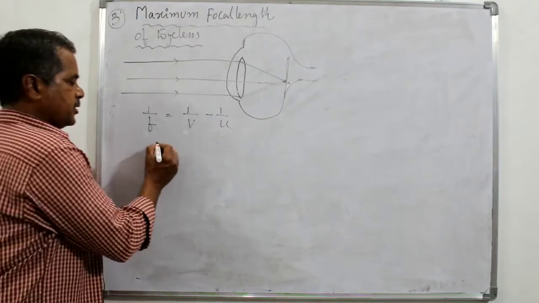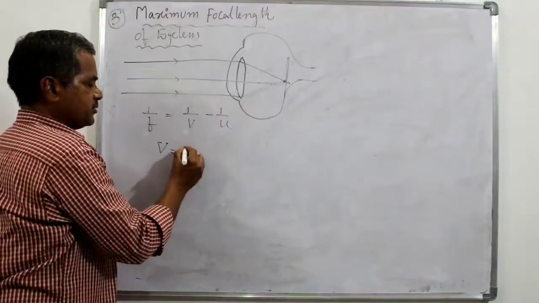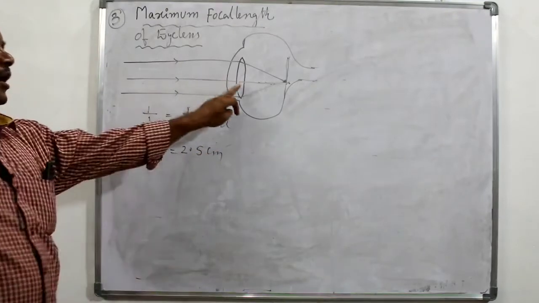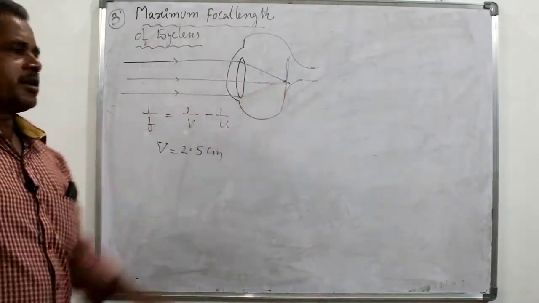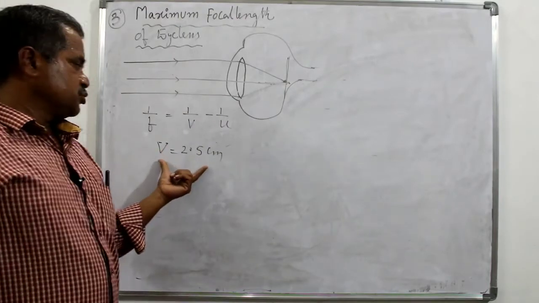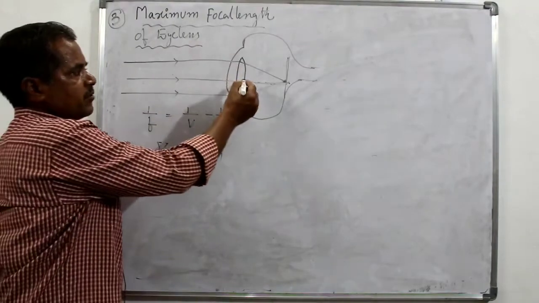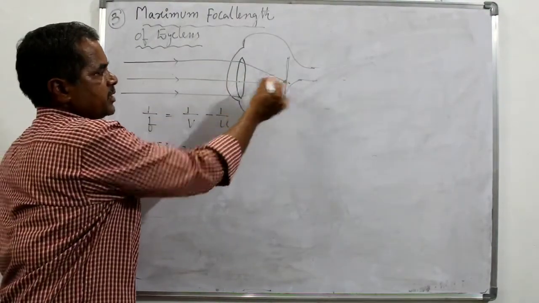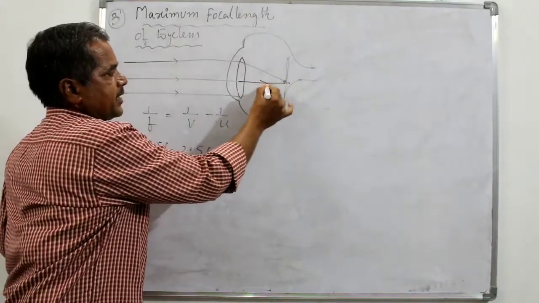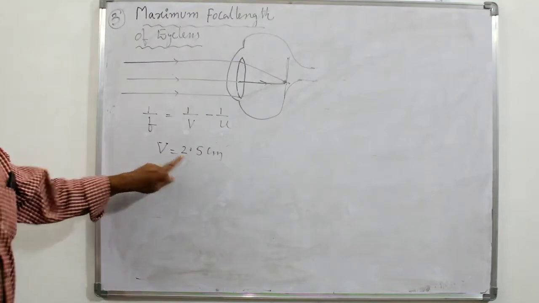So here it is very clear that the distance of the image is 2.5 centimeters, because the distance between the eye lens and the retina is 2.5 centimeters. According to the sign conventions, while measuring the distance of the image from the optic center of the eye lens, we are moving in the direction of the incident light, so it becomes a positive value.